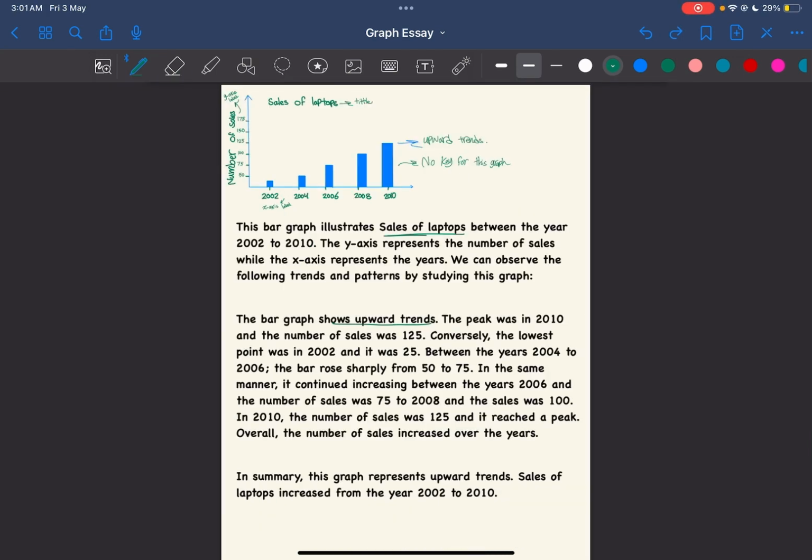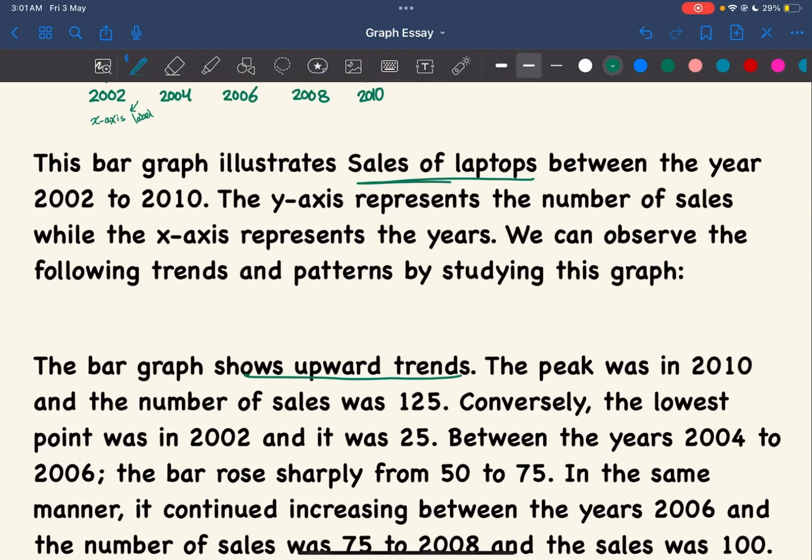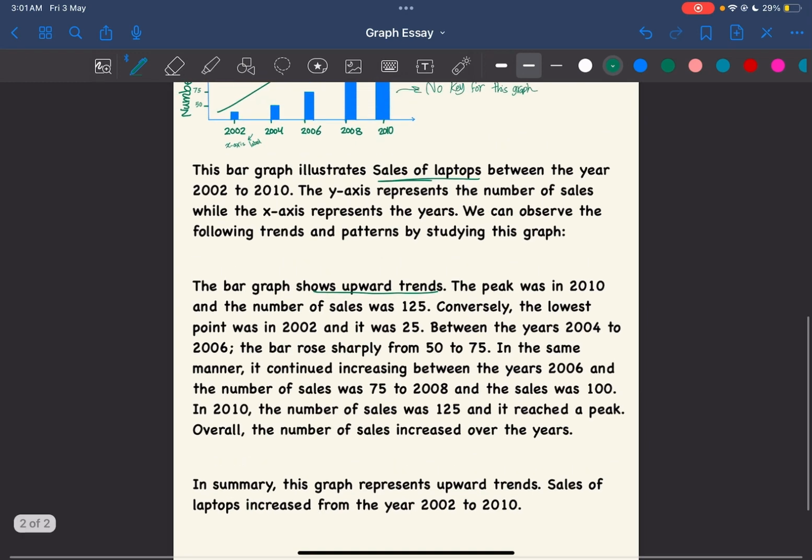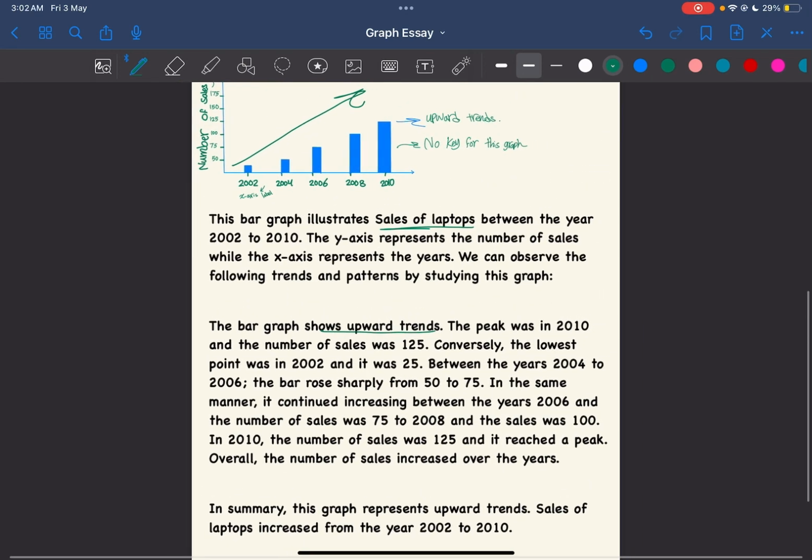This graph shows an upward trend. It goes up. The peak was in the year 29 and the number of sales was 125. Conversely, the lowest point was in 22 and it was 25. Between the years 24 to 26, the bar rose sharply from 15 to 75.